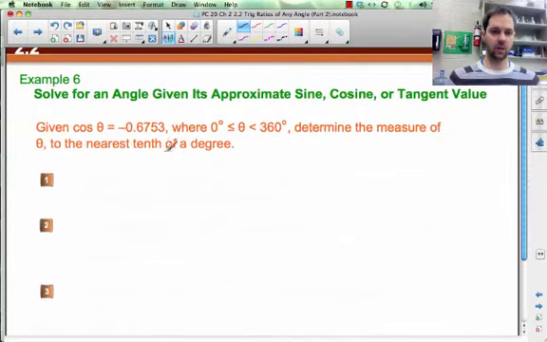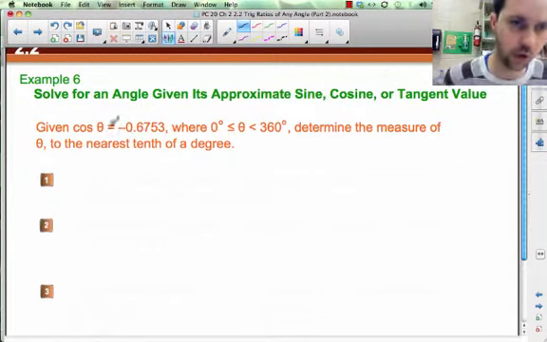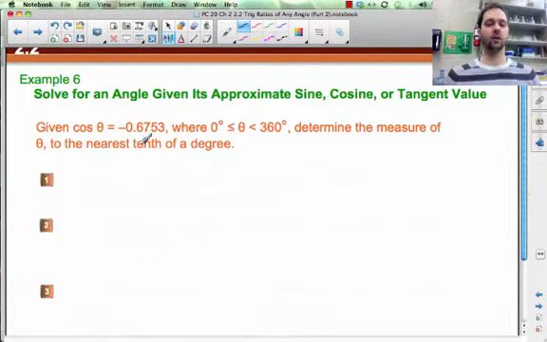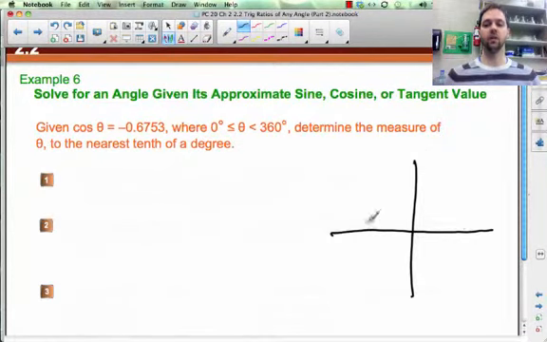Finally, one last example here. Solve for the angle given its approximate sine, cosine, or tangent value. So we are given an approximate cosine value here, and we're told that the cosine value is negative. Now, when the cos is negative, that gives us two possibilities: an angle in quadrant 2 or an angle in quadrant 3. If you try to cheat and use your calculator, this will only give you one of the two possible angles, and it will give you this one right here.